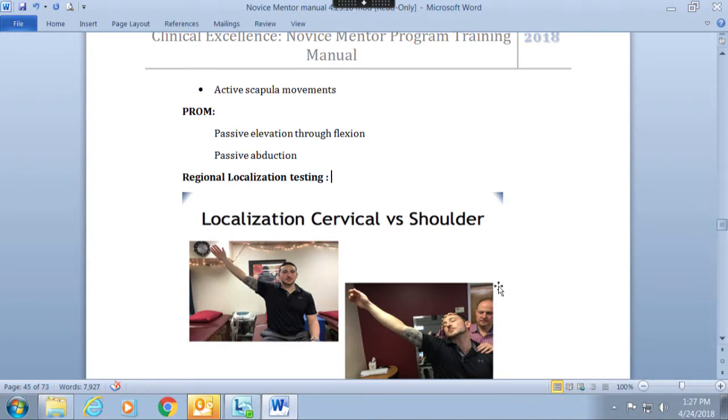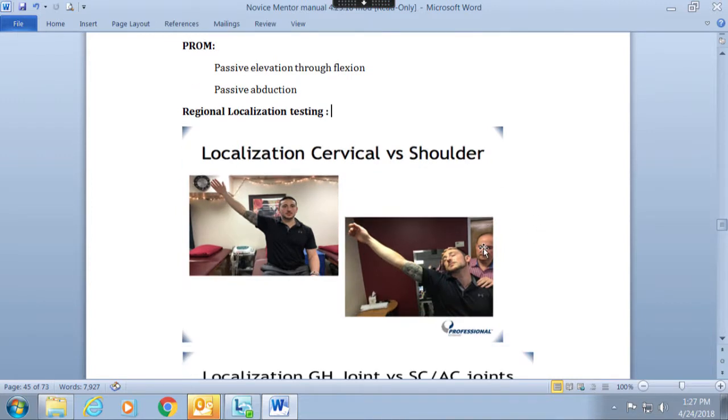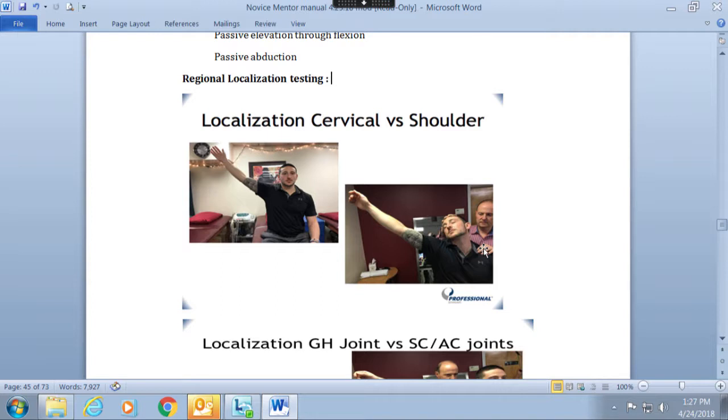You can also do passive. We're going to do it again in supine. You can do a quick test of passive elevation through flexion and abduction. In order to help localize it in this position, we can determine if it is a local problem, cervical versus shoulder, and then we can go shoulder versus AC, SC.